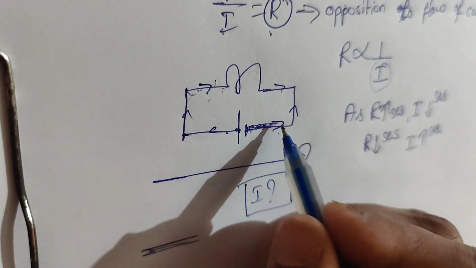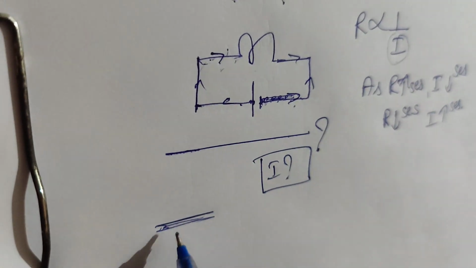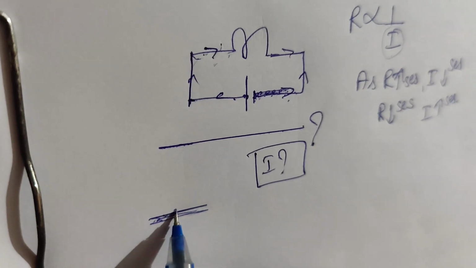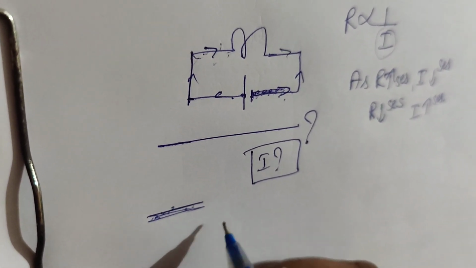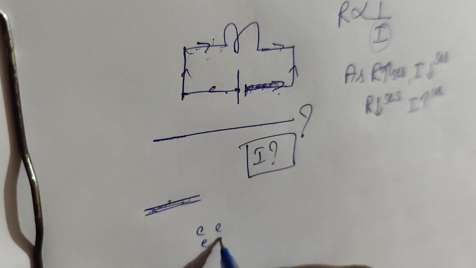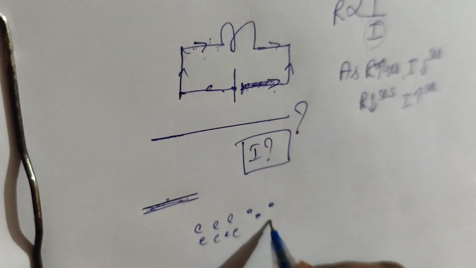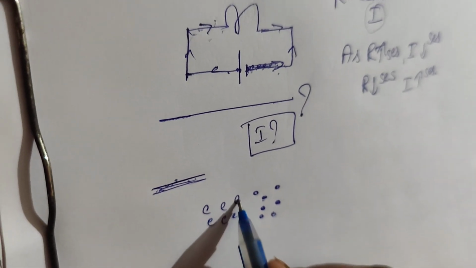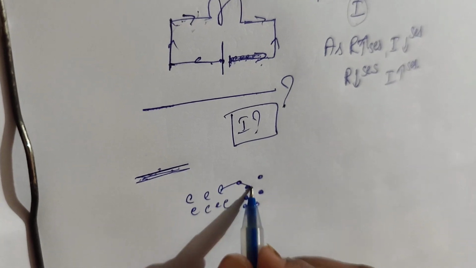There will be some impurities. A metallic wire is not a pure metal. It has some impurities, some other atoms. So consider these are electrons moving in a wire, and these are impurities or other atoms. The moving electrons may hit the impurities present in the wire.